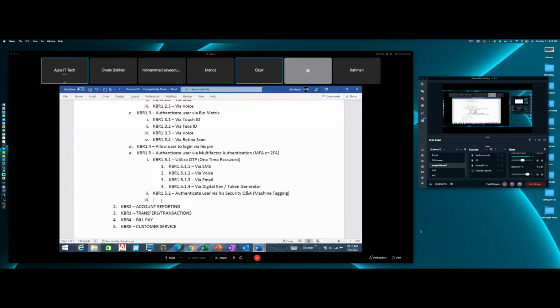What else? So we got OTP, we got Q&A. What about the backup phone or backup email? What do you mean by backup phone or backup email? In case you don't remember your password, or it's not coming to your mobile phone or email, you can put some backup email for your spouse or your brother.